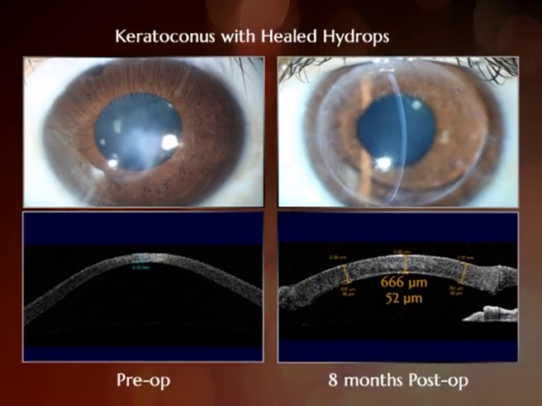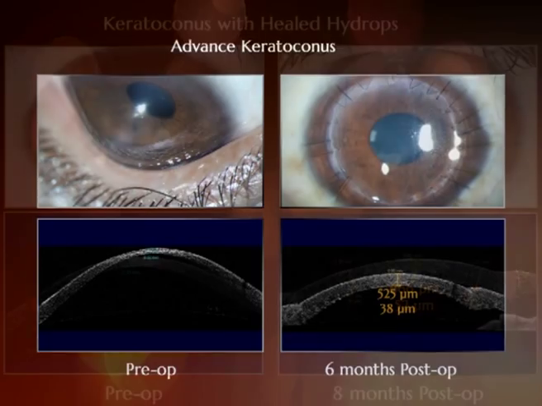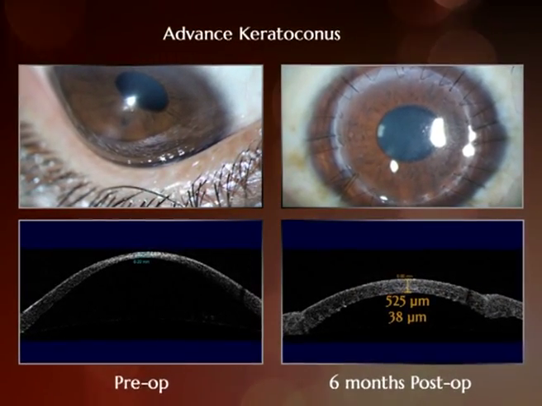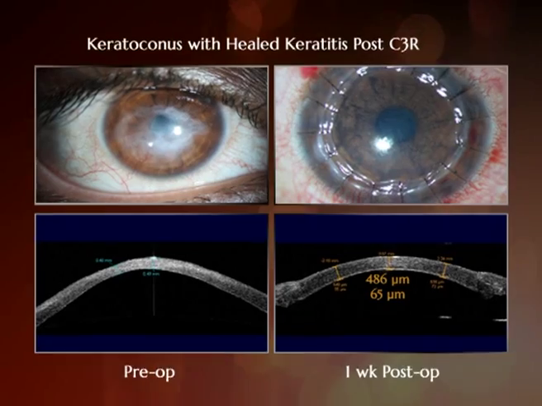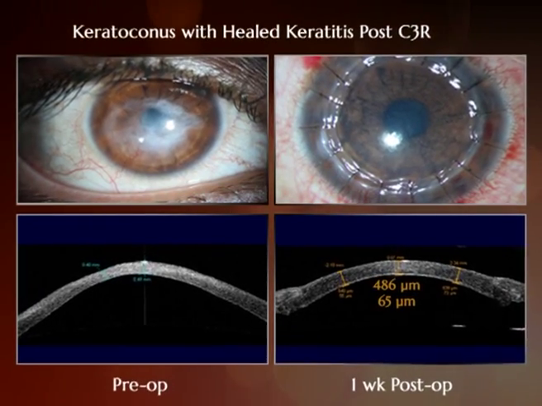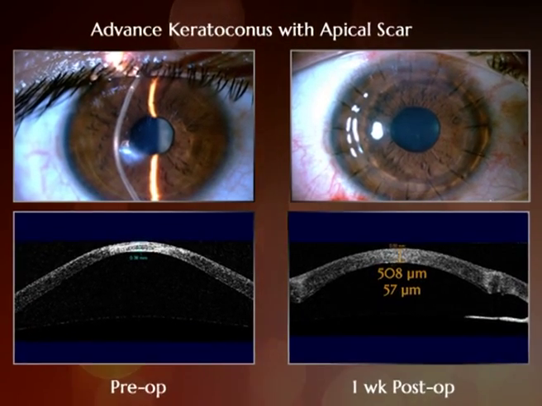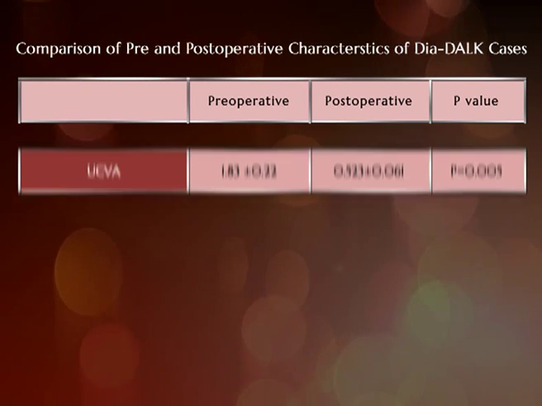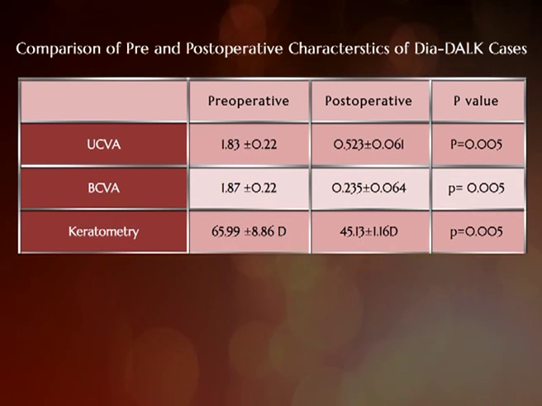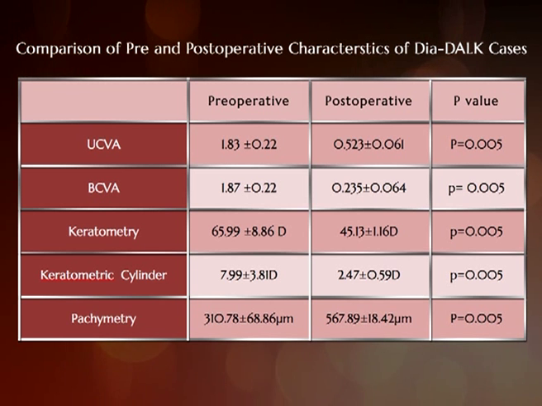Nineteen eyes of 19 patients with advanced keratoconus underwent DIA-DALK. All patients were intolerant to contact lenses and had best corrected visual acuity of less than 6/60. The surgeries were done uneventfully and there were no intraoperative perforations. At 6 months follow-up, the mean logMAR BCVA, average keratometry and keratometric cylinder improved significantly. The postoperative mean refractive astigmatism was 2.5 diopters and the mean postoperative spherical equivalent was minus 1.9 diopters. No postoperative complications occurred in any of the cases.